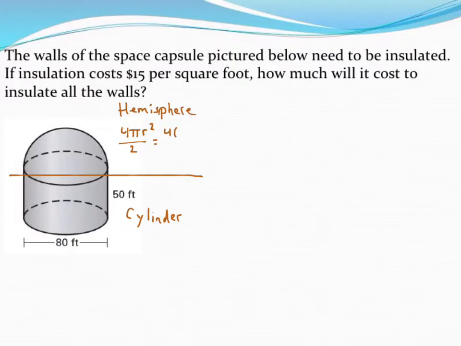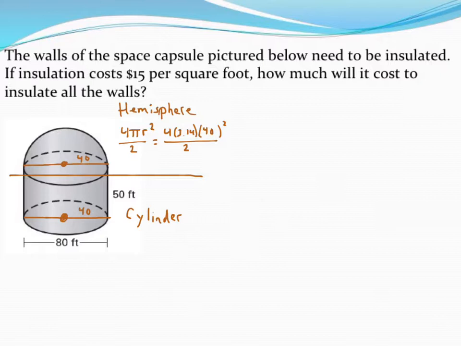So 4 times 3.14 times the radius squared, and they don't give us the radius, so I'll leave that blank. But notice along the bottom, they've said from side to side all the way across down here is 80 feet, which means the diameter of that cylinder and the diameter of that hemisphere are going to be the same thing, both 80, meaning the radius of each one is going to be 40. So the radius of my hemisphere along the top is 40, and like we discussed, it's only half of a sphere, so I'm going to divide that answer by 2.